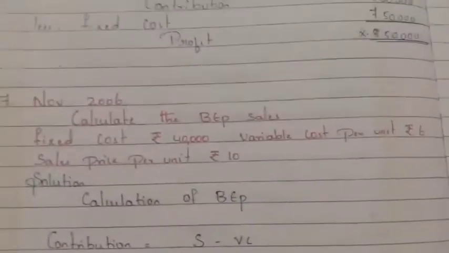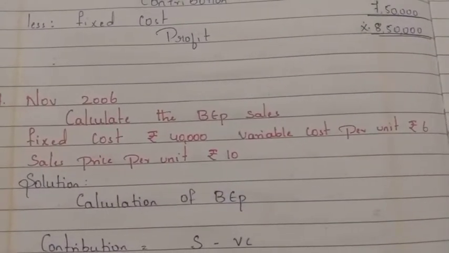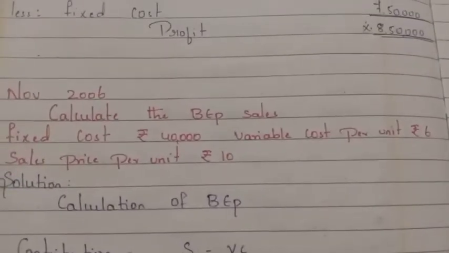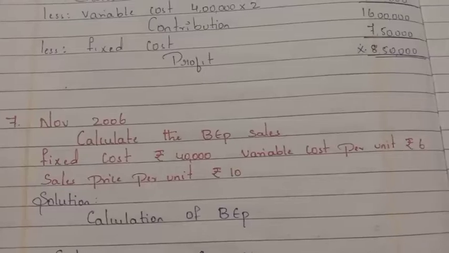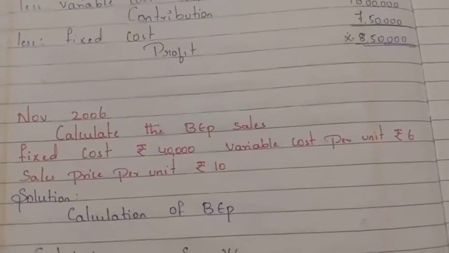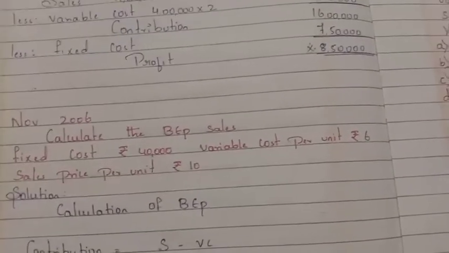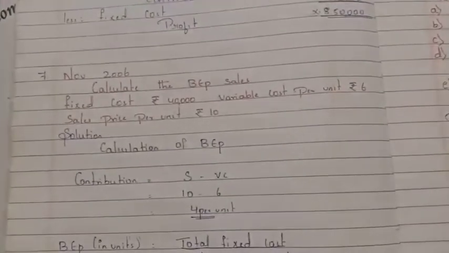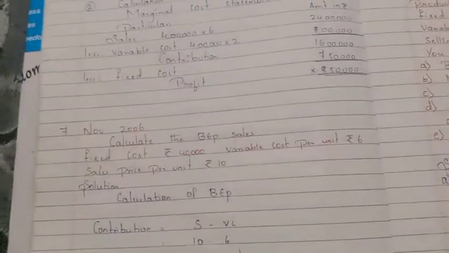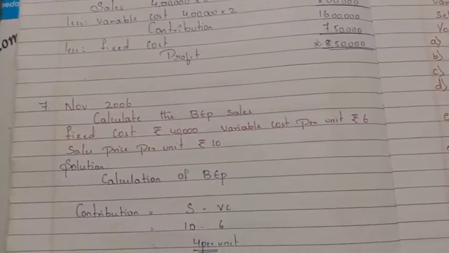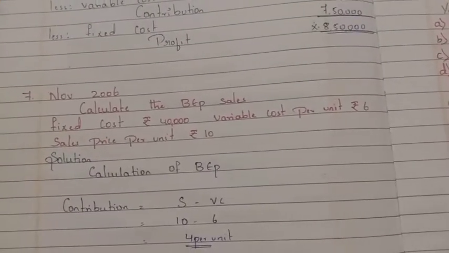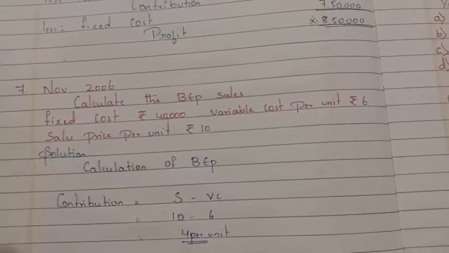See the seventh question. Calculate the break-even point sales. Fixed cost is 40,000. Variable cost per unit is 6. Sales price per unit is 10. So they asked for the break-even point. Only one question is asked. We have to calculate only the break-even point. Before calculating it, what we have to calculate is contribution. Always first we have to ascertain the contribution. Then only we can go on to solve the problems.